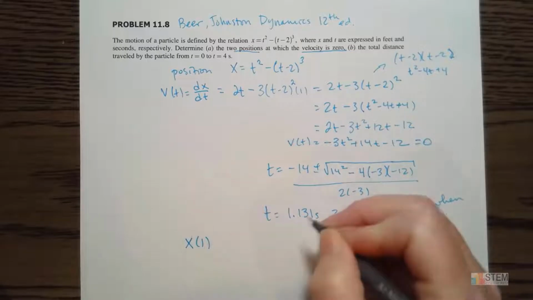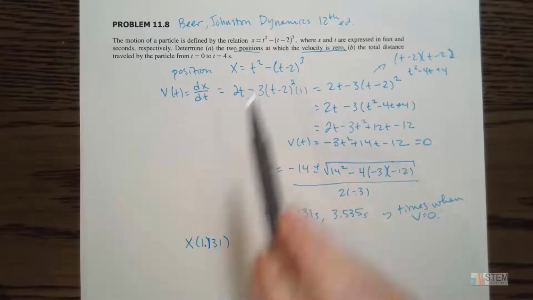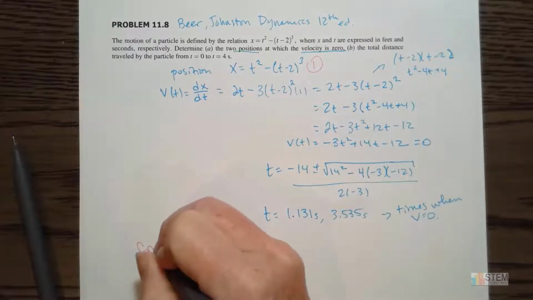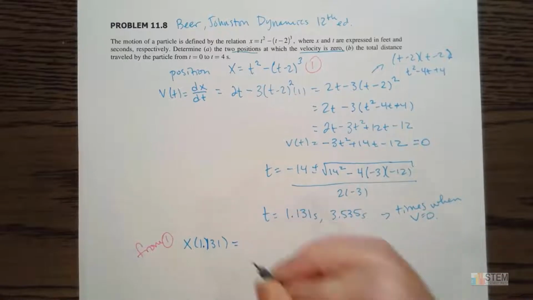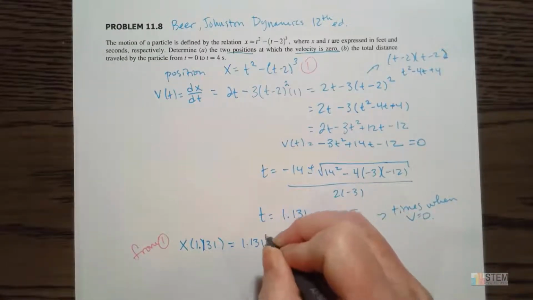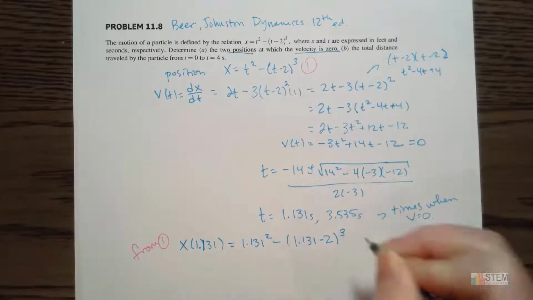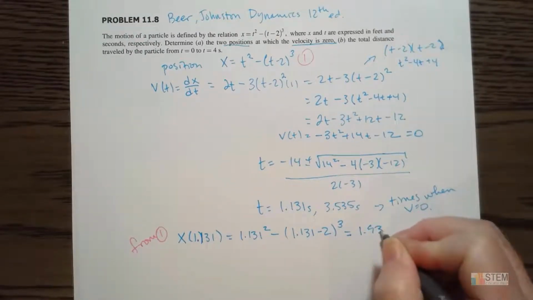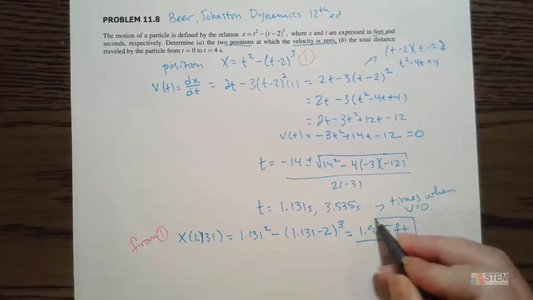Oops, I left off half the number here. This should be 1.131. We're going to plug that into this equation up here, so let's call this equation 1. If we do that, we're going to have 1.131 squared minus the quantity 1.131 minus 2, and then cube that. Now if you put that in the calculator, you are going to get 1.935 units. Those will be feet, we know that because it says that right there. So that's one of our answers.